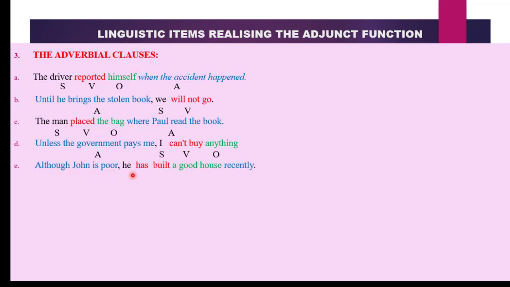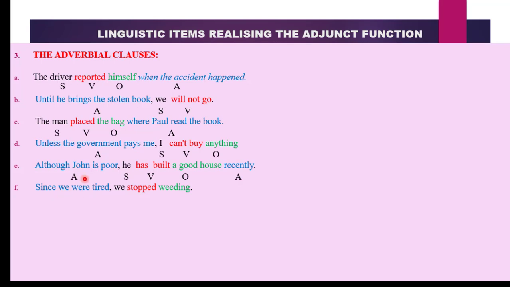Although John is poor, he has built a good house recently. How many adjuncts are in the sentence? We have 2. Although John is poor is an adverbial clause of concession. Therefore, here, although John is poor is commenting about the verb in terms of concession. So it will be an adjunct. And we have our subject, he has built, our verb. What was built? A good house, our object. And when was the house built? Recently, our adjunct.